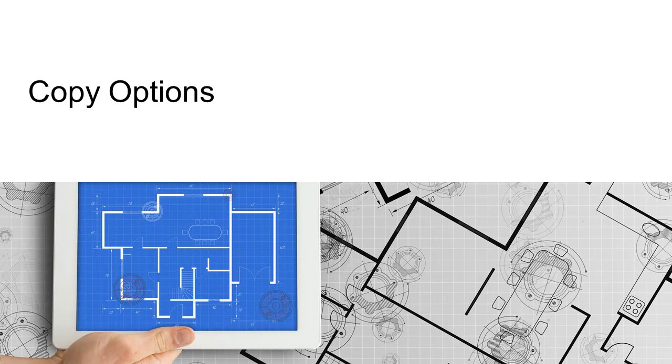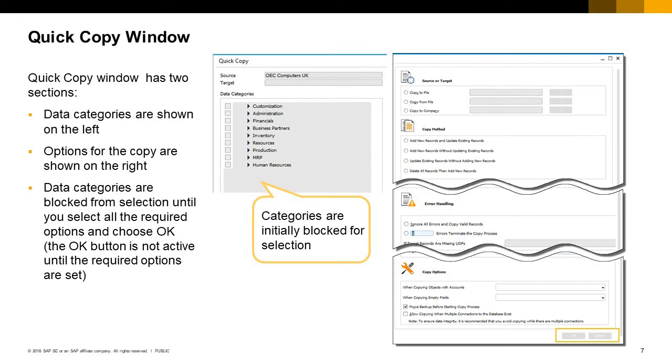Let's look at various copy options. When you open the Quick Copy window, you can see that the categories of data are shown on the left-hand side of the screen. The categories are initially blocked for selection until you select or set options on the right-hand side of the window. After you make selections on the right side of the window, the OK button becomes active. Choose the OK button, and the data categories will open up for selection.